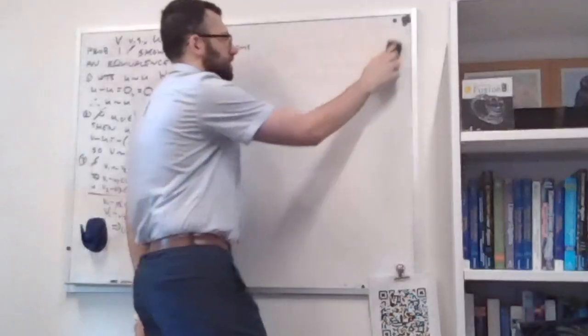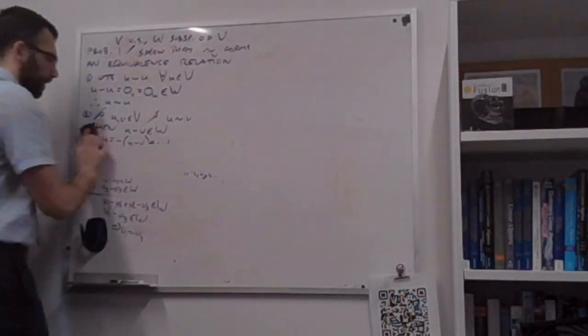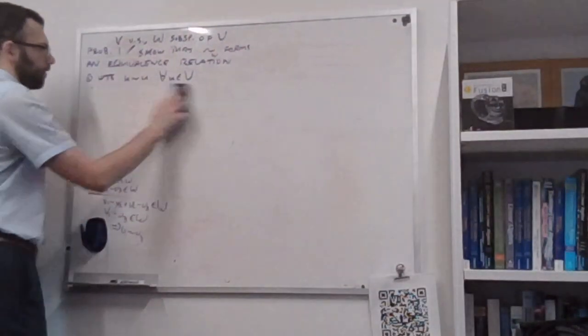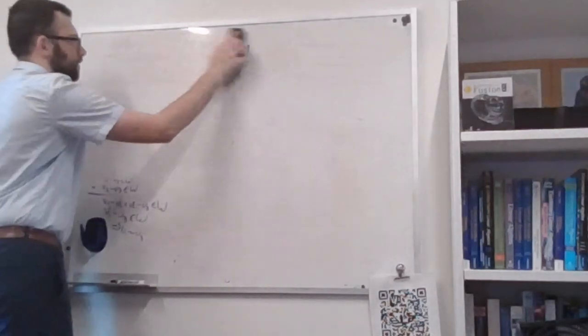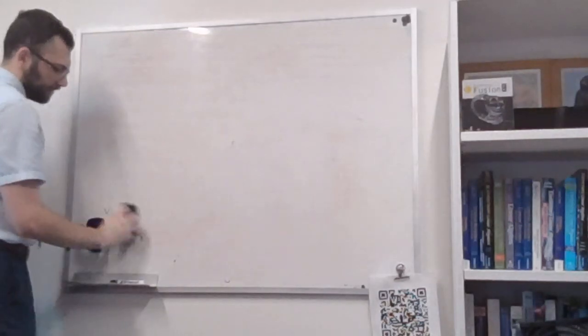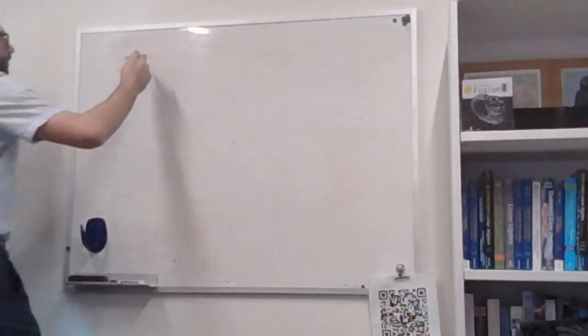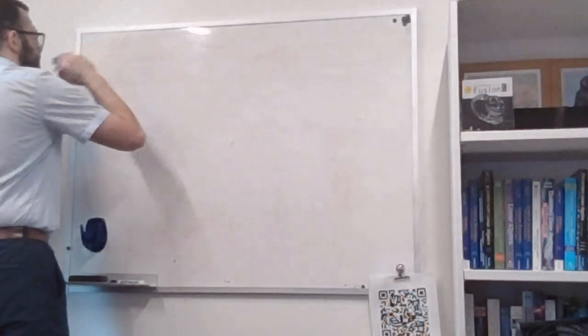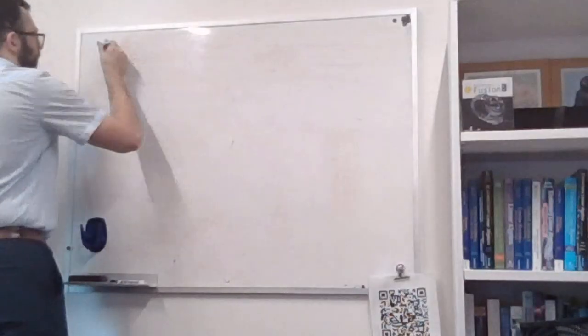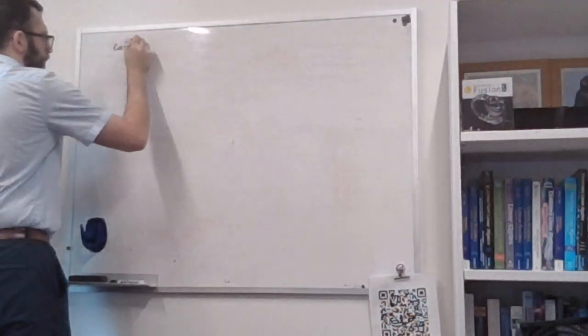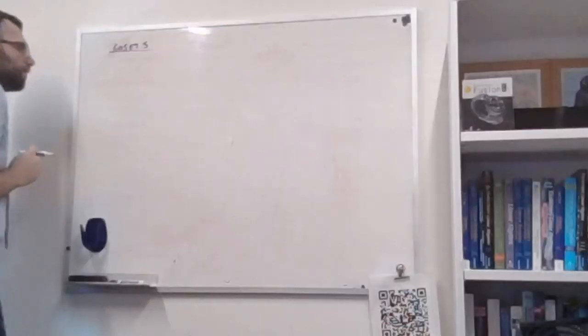I'm going to erase, and now we'll go on to talking about quotient spaces, which is the main part of this that we were working up to here. All right, so to talk about quotient spaces, we need to talk about something called cosets, which we've already talked about.